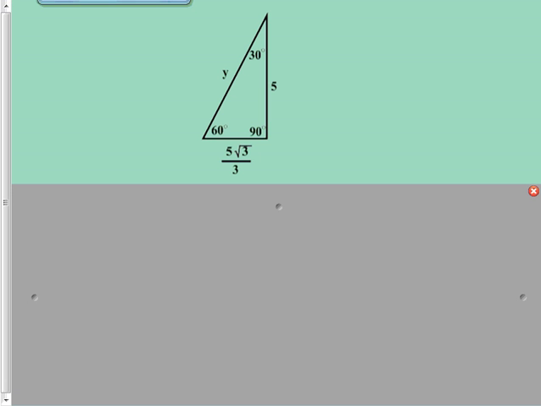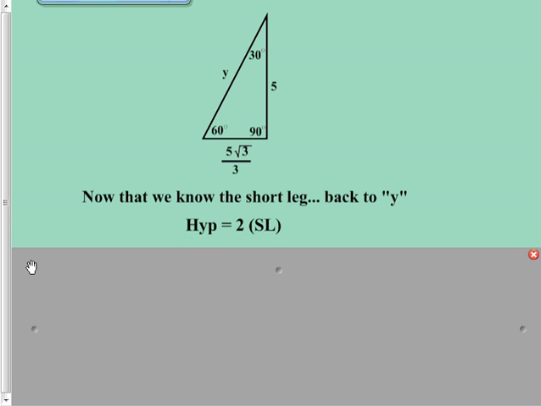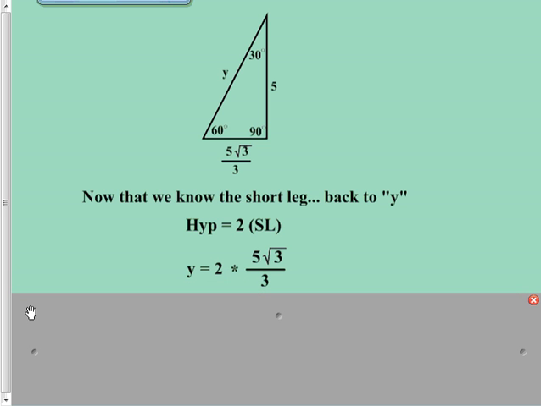Okay, so going back to the problem, here's what we know now. The short leg is 5 square root of 3 over 3. And that leaves us only with y. Now, we've already had the discussion about y, and we had a problem that said the hypotenuse equals 2 times the short leg. We were not able to solve it earlier because we did not know the short leg. Well, now we do. Okay, so let's see what happens now.